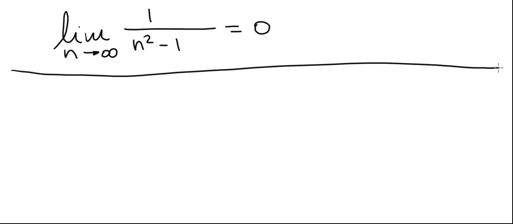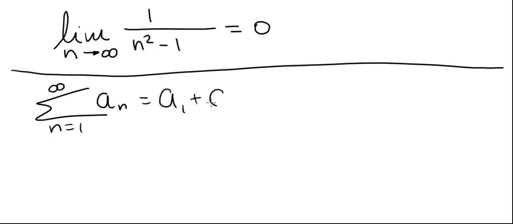We have to go back to the definition of a series. So suppose we have a series. It doesn't matter that our series starts at 2. Suppose the series starts at 1, the sum of a_n. This is a1 plus a2 plus a3 plus a4 and so on. So from this sequence of a_n's, we define a series by adding up all the terms.